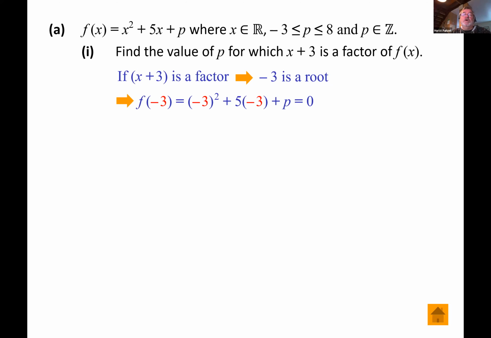And if we do that, (-3)², please always put it into brackets to make sure that you get the +9. 5 times -3 is -15. So we end up with 9 - 15 + p = 0, which gives us -6 + p = 0. We add 6 to both sides, and that will give us p = 6 as our value, which is, I think, the handiest 10 marks you're ever going to get.